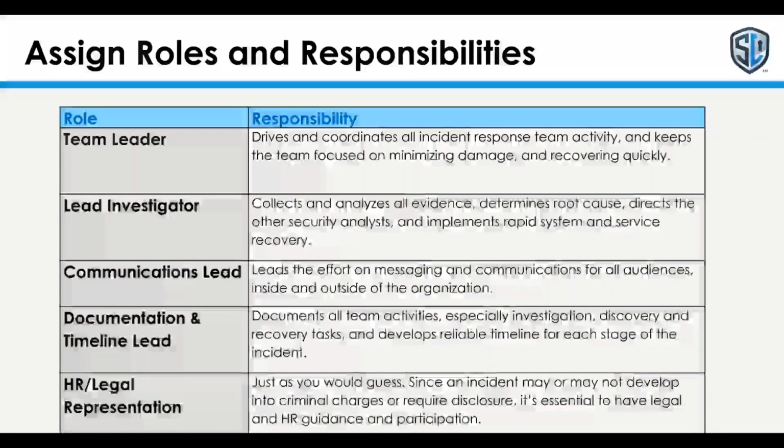The lead investigator. This will often, if it's a computer breach, be the IT team that collects and analyzes all the evidence, determines root cause, directs the other security analysts, and implements rapid system and service recovery. It could also just be someone who leads the IT team. Someone less technical. Having someone in charge of this branch who can call the shots on this particular sub branch of the roles and responsibilities is important. It doesn't necessarily have to be someone technical.